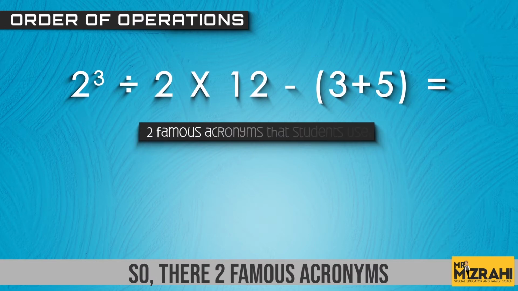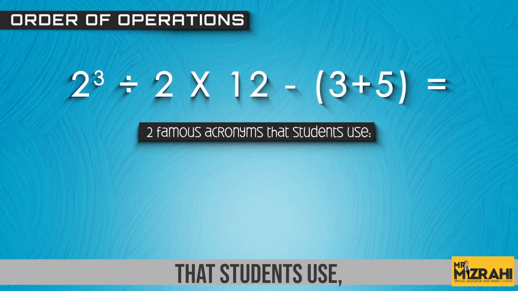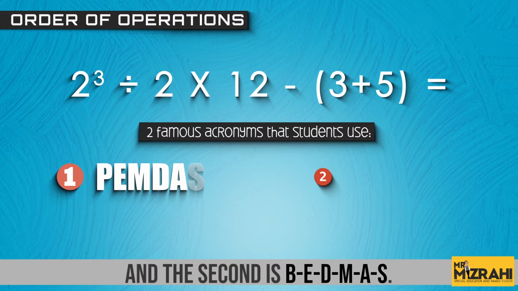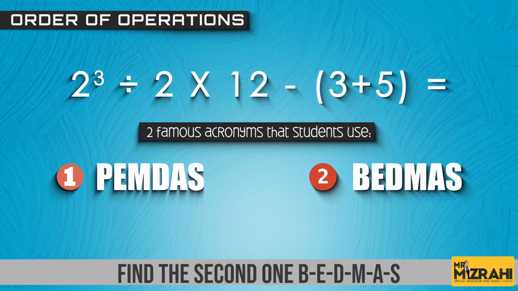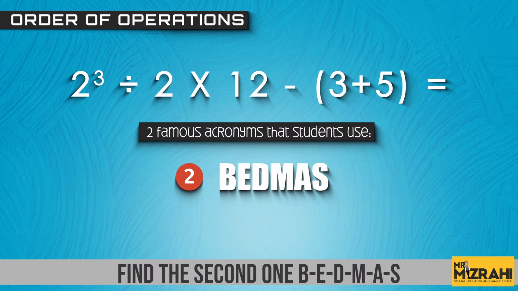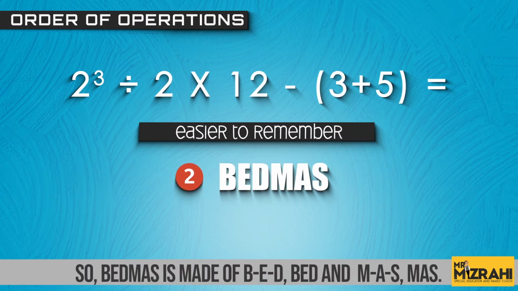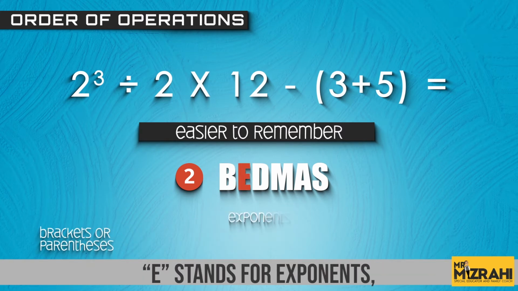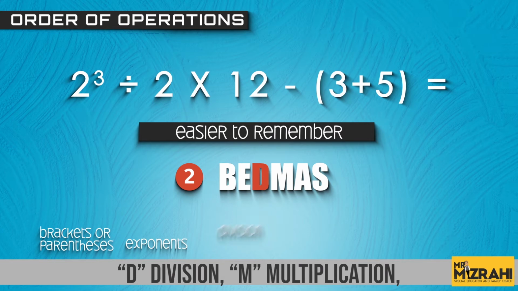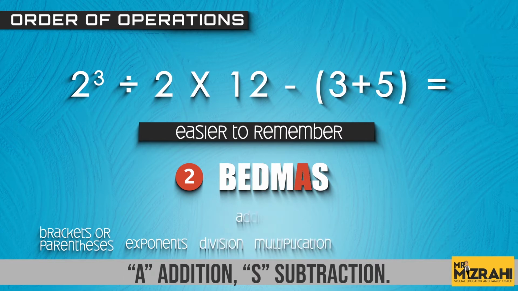There are two famous acronyms that students use. The first one is PEMDAS and the second is BEDMAS. I think a lot of students find the second one, BEDMAS, easier to remember. BEDMAS is made of B-E-D, bed, M-A-S, mass. B stands for brackets or parentheses, E stands for exponents, D division, M multiplication, A addition, S subtraction.